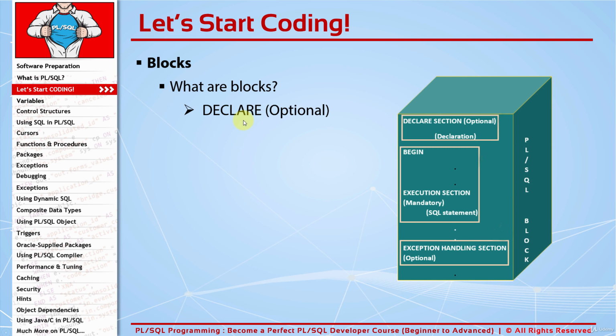If you do not need to declare anything in your code, then you don't need to write declare keyword. It's optional. But you cannot declare any variable or others in another part of your code. If you need to declare something, you need to do that in this section. Anyway, we are going to see these with many examples.